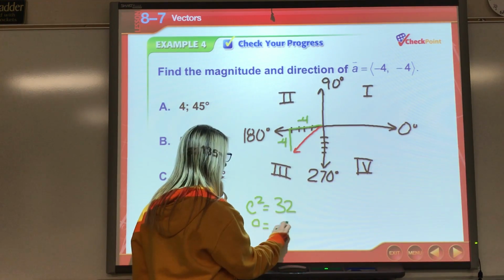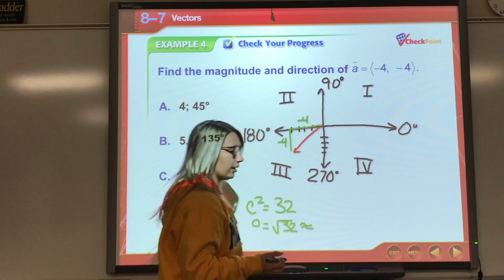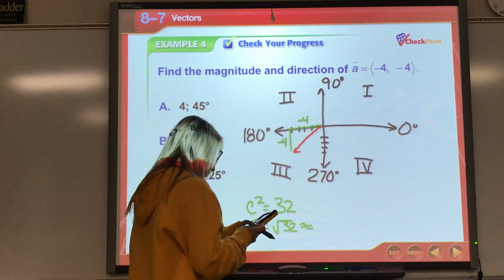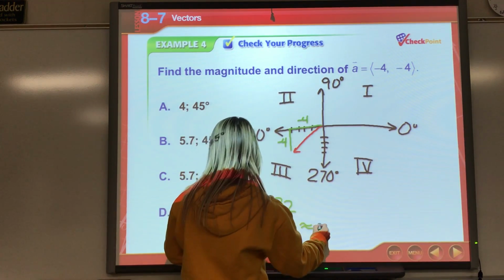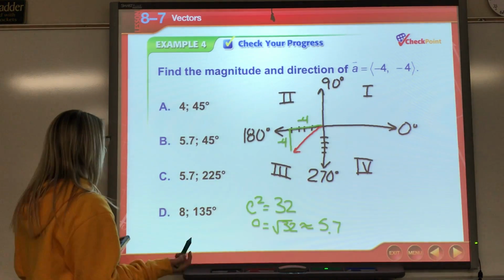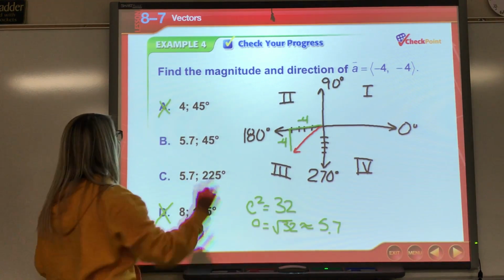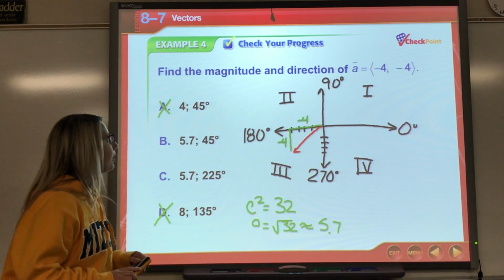C would equal the square root of 32, which is about, let me type it into our calculator here, about 5.7. Okay, so that's our magnitude. So we know right now that our answer is not D and it will not be A. Okay, now we need to find the direction.